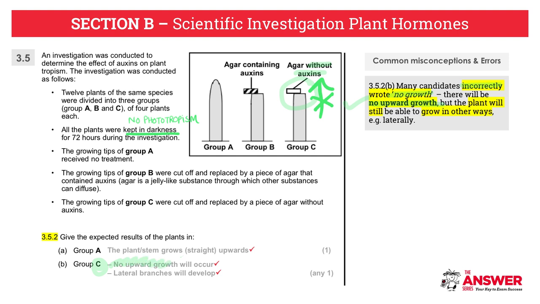But what we will find is that maybe lateral branches will develop, because the growth tip no longer inhibits the lateral buds from developing. So learners could have said any one of those two things to get the mark.